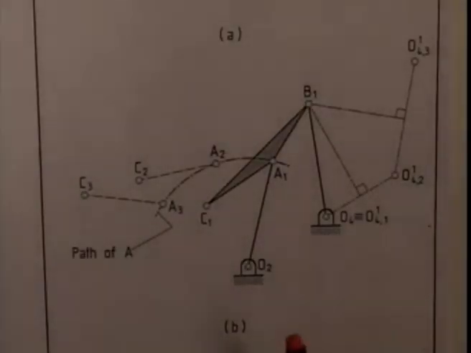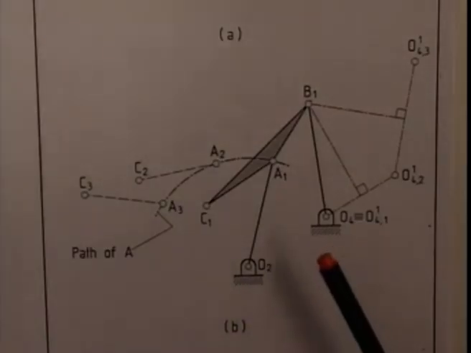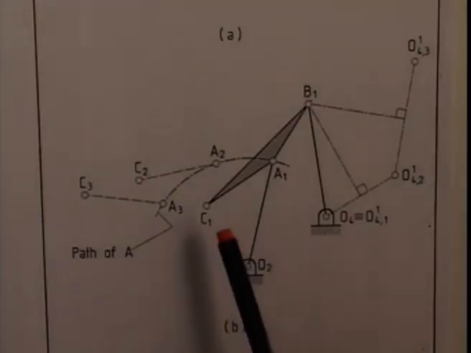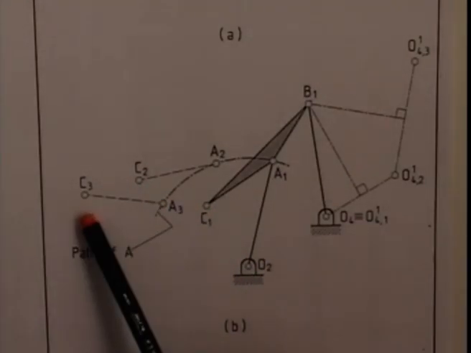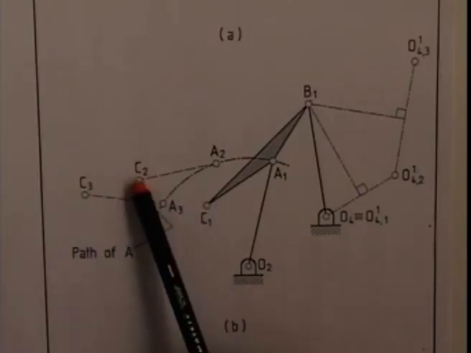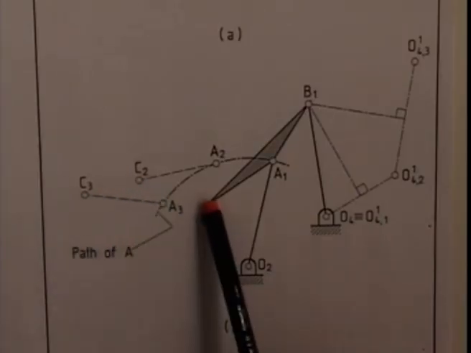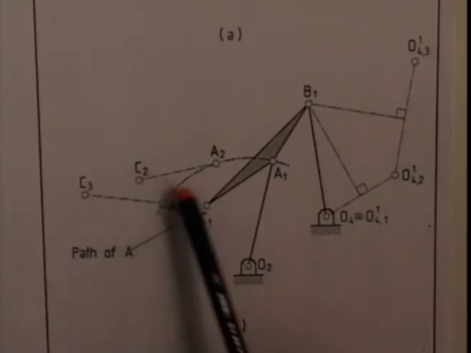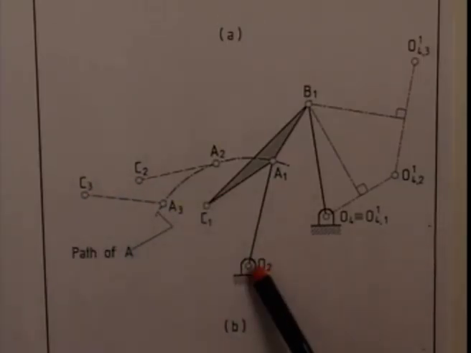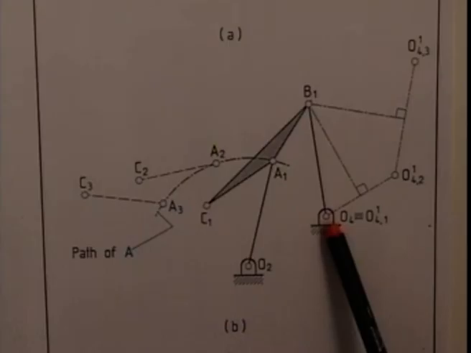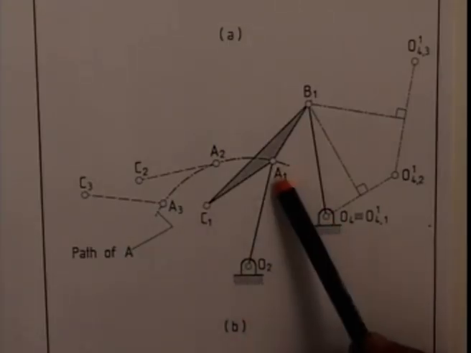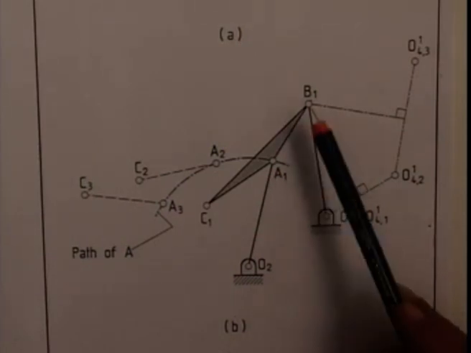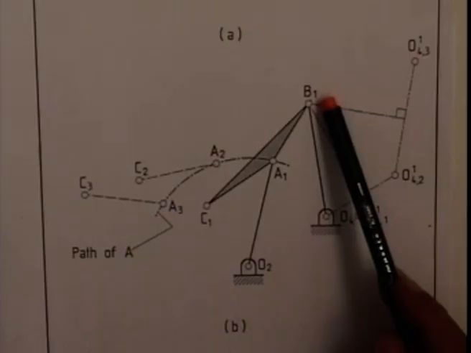Let us now see the solution of the problem which has been solved just now. As I said, C1, C2, C3 are the three required points of the path of the coupler point C. These are given to us. O2 and O4 have been chosen arbitrarily according to convenience. We also choose A1 arbitrarily. The only point is to determine where B1, the other moving hinge, should be.